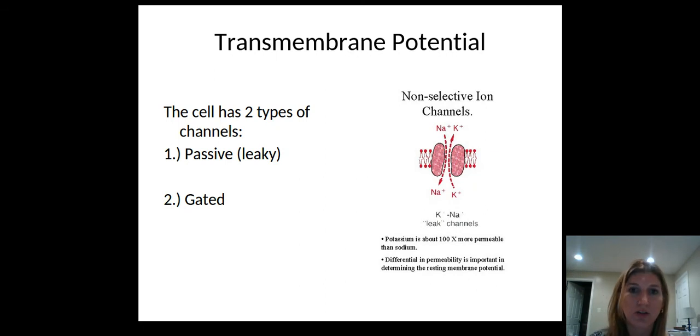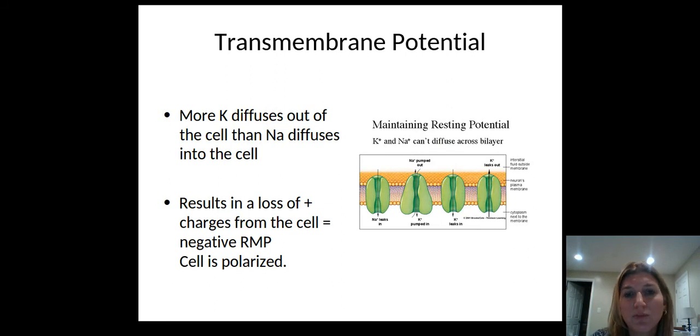And those channels can be activated and deactivated at different times, again, depending on the type of cell and exactly what that cell's trying to accomplish. More potassium diffuses out, then more sodium diffuses in. It's going to be a one for one. Ultimately, that loss of the positive charge creates this negatively charged cell, and we say that cell is polarized. And that polarization can then cause a kind of chain reaction that we'll look at later.